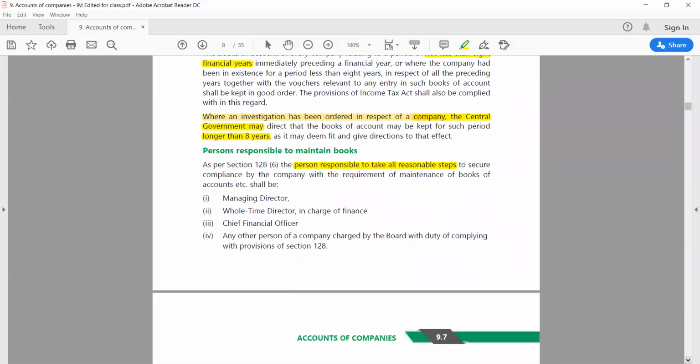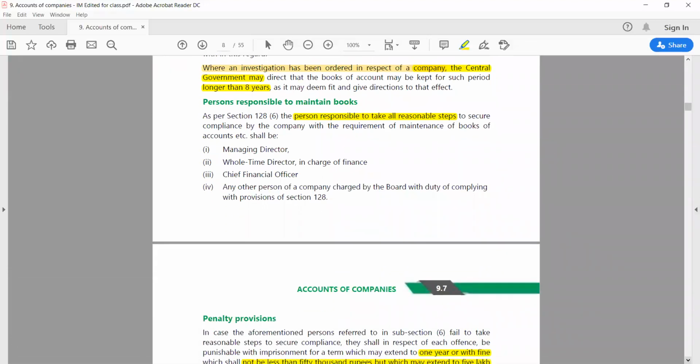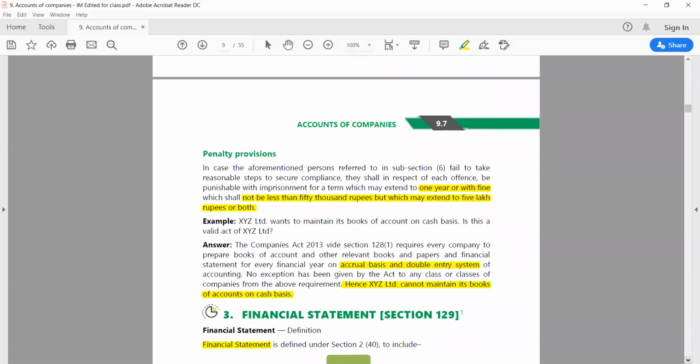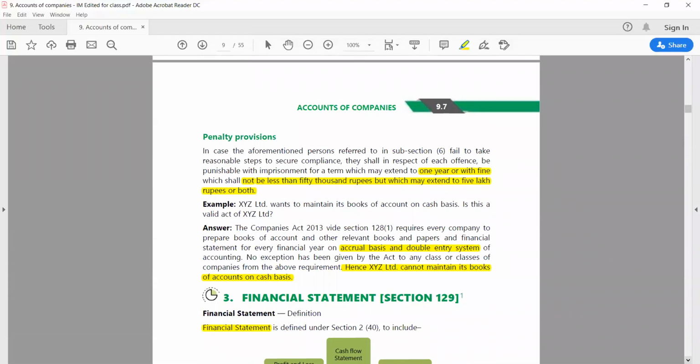Yes, person responsible to maintain books. Who will be responsible to maintain books? We will say indirectly KMP, key managerial personnel: managing director, whole-time director, majorly the finance director only. So in charge of finance, director, CFO, chief financial officer, any other person charged by the board. So MD, WTD, CFO, or any other person. If you don't comply with all these provisions, 1 year imprisonment, fine of 50,000 rupees to 5 lakhs, or sometimes it can be both also. So that is the level.